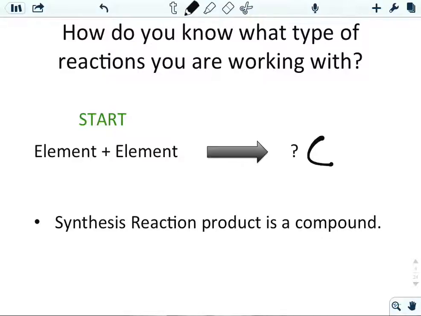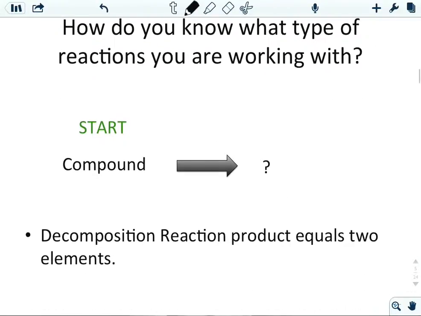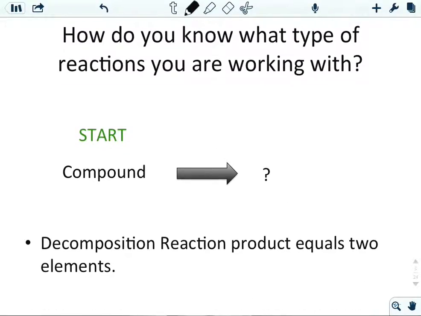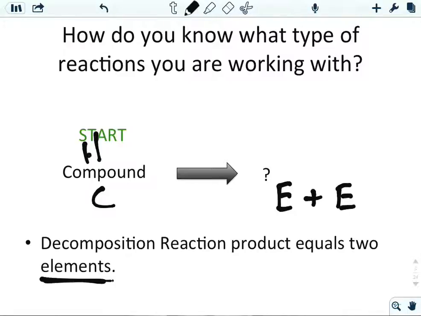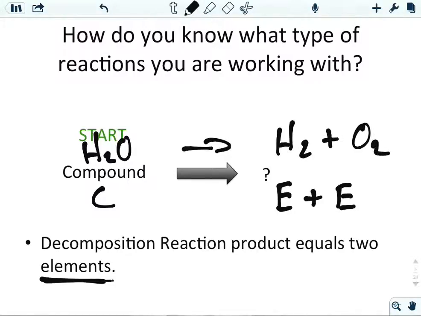Okay, that's for synthesis. Looking at this one, if we just start with a single compound, we can assume that it's going to be a decomposition reaction, and the product will equal 2 single elements. So if we start with just a compound, then what we're normally going to end up with is an element plus an element. A great example is water, H2O. It breaks up into hydrogen gas plus oxygen gas.